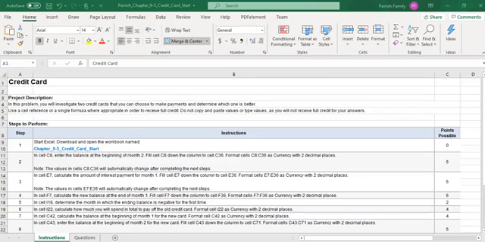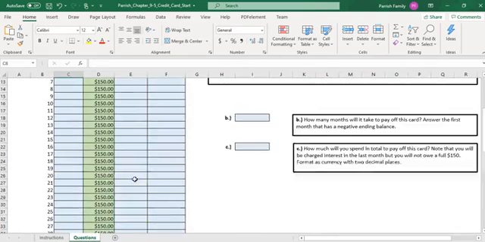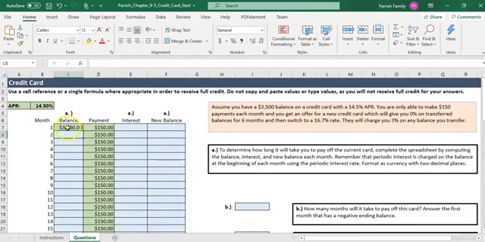All right, you're going to be working on an Excel document 9.5, which is talking about credit cards. What we've got here is a credit card situation where you have borrowed $3,500, or you have $3,500 on a credit card. You have to pay $150 a month as your payment. You're charged 14.5% APR.